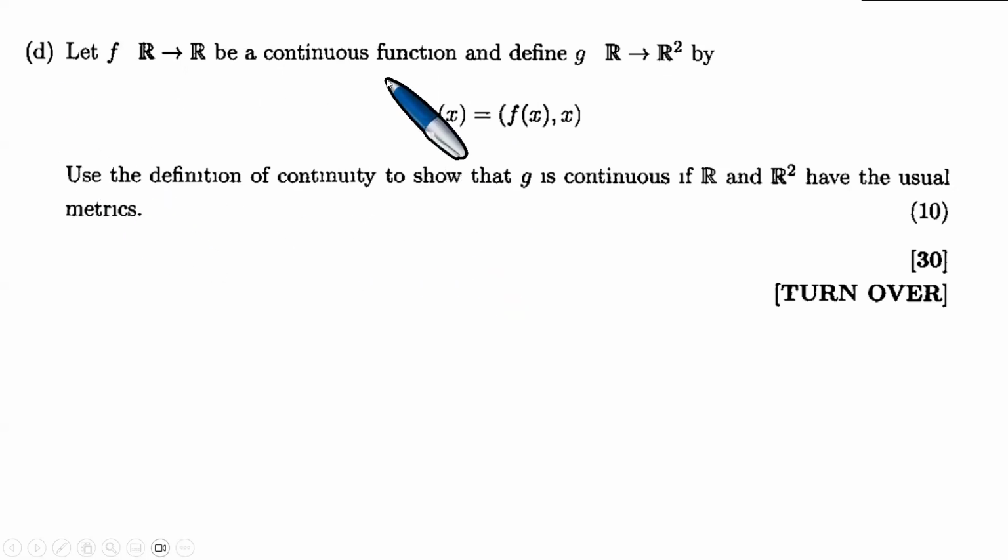Also now, in question 3, we're speaking about continuous functions. Use the definition of continuity to show that G is continuous, where R and R2 have the usual metrics. Let F be a continuous map from the real numbers to the real numbers, defined by this. Use the definition of continuity to show that G is continuous if R and R2 have the usual metrics. So I'm going to prove that G is continuous.